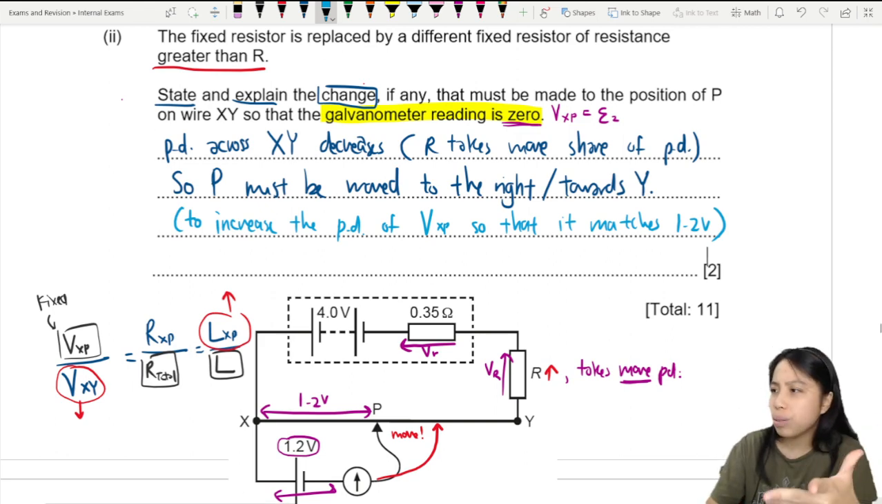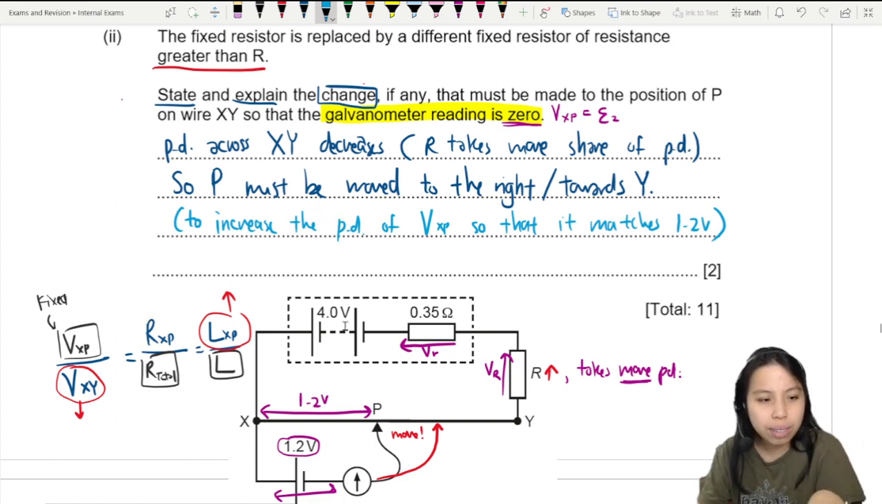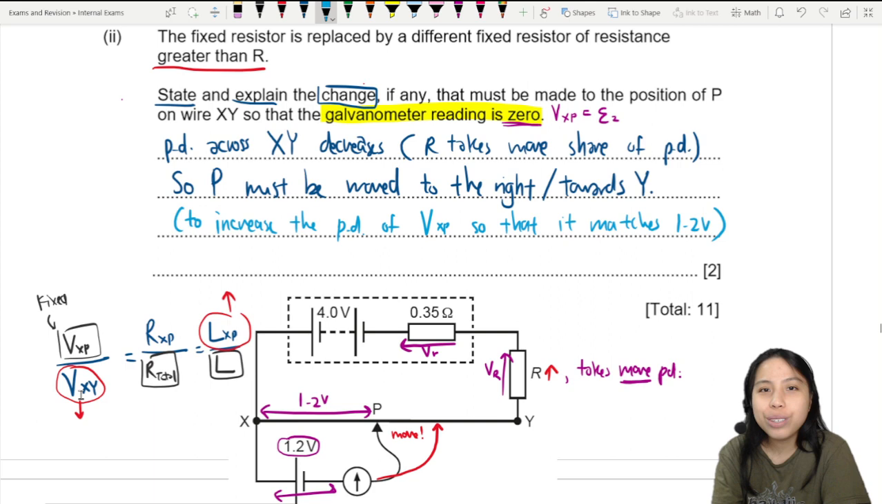Remember, a very important thing to know for potential difference and galvanometers and potentiometer circuits is the ratio. Ratio is your best friend.